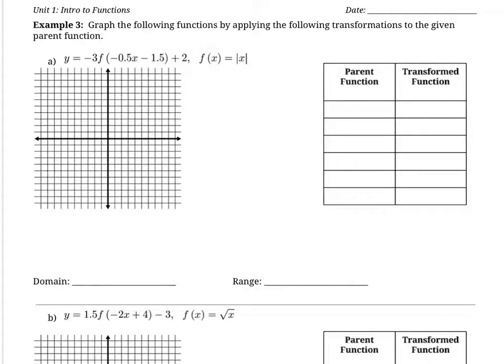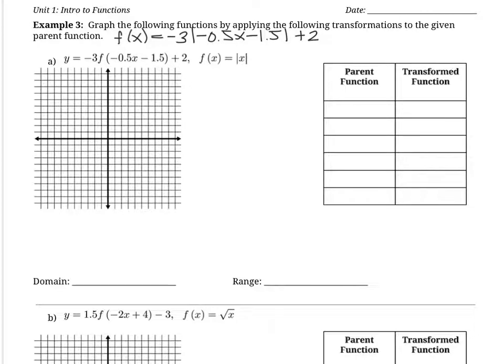So if you're confused by that, you can rewrite it so that we don't have f for function, but we can actually apply it to the absolute value function. So if I were to rewrite this with the absolute value function, it would look something like this. It would look like -3, and then this is f, that's where the function begins. So now we're going to put the absolute value signs, and we have -0.5x minus 1.5, and then we have a +2 sitting outside of it. So I am applying these transformations to this function.